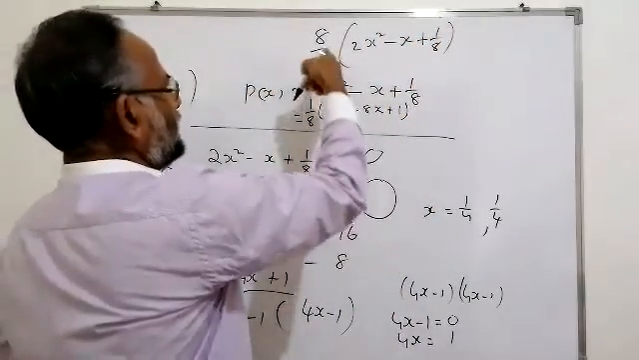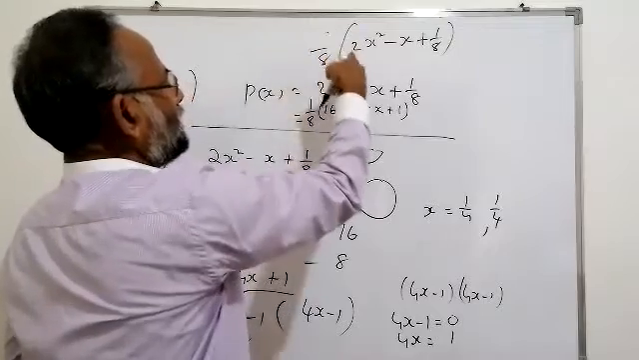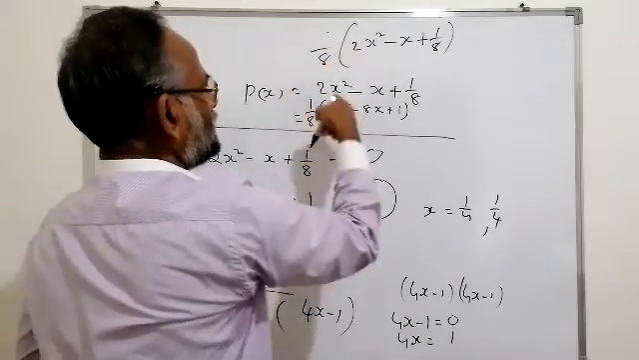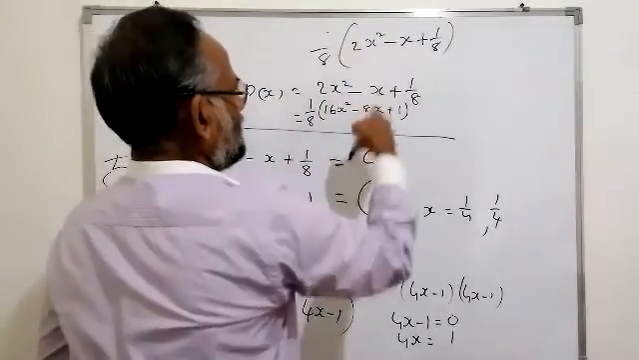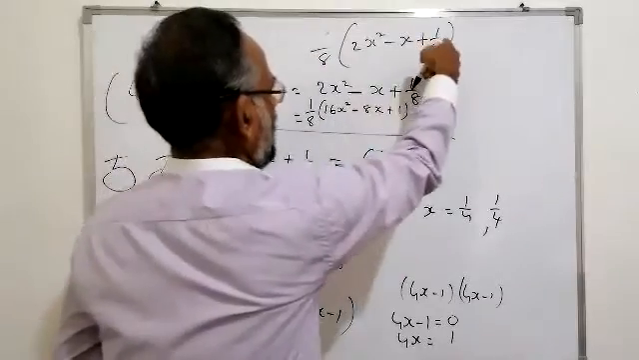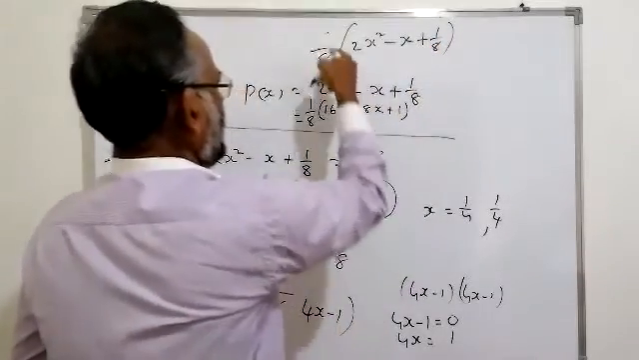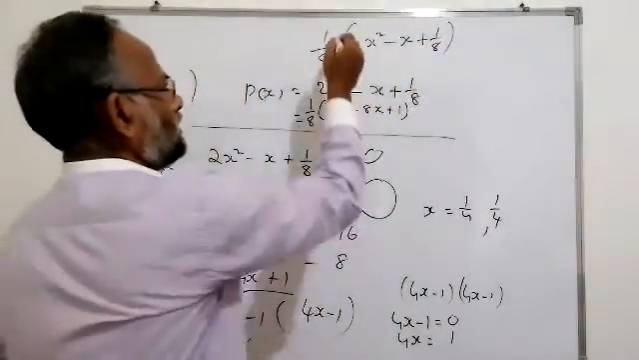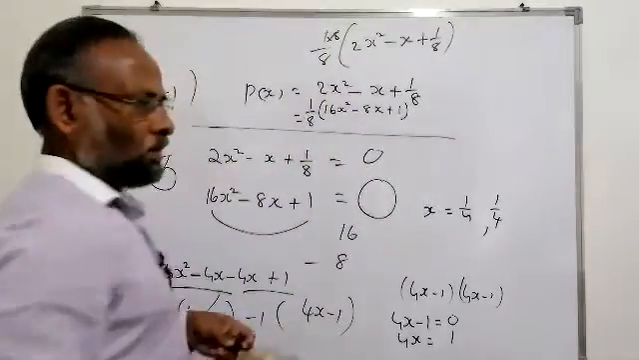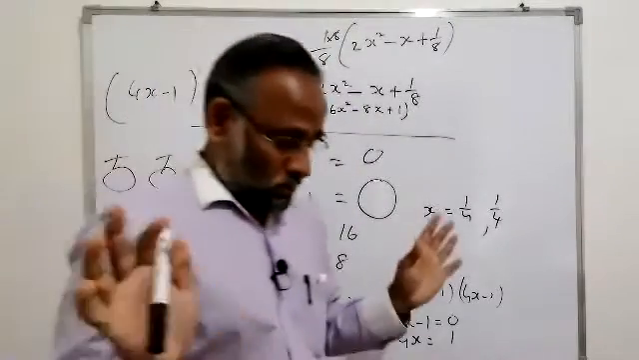Exactly what I did, this 8 into 8 into 2, 16. 8 into x, minus 8x. 8 into 1 by 8, that means 1. And this I am keeping 1 by 8. You understood this one? Don't confuse.